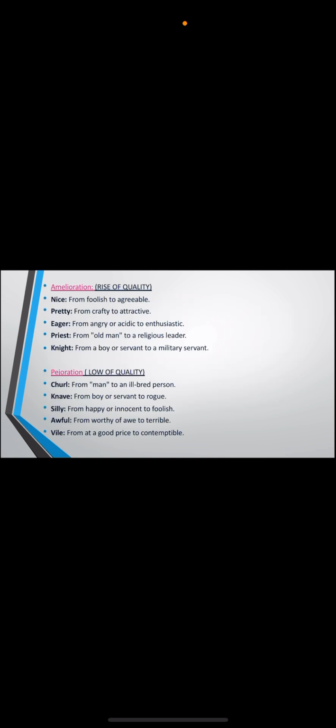Look at the examples. In amelioration, the word's quality will rise, whereas in pejoration, the quality will become lower. Example, nice. The word nice changed its meaning from foolish to agreeable, and pretty from crafty to attractive. Eager initially meant angry or acidic, but now it has changed to enthusiastic. And in the case of pejoration, knave from a boy or servant to rogue, and silly from happy or innocent to foolish. Oh, silly thing, you are talking silly things. Silly actually meant happy or innocent, but now it is used for a foolish thing.